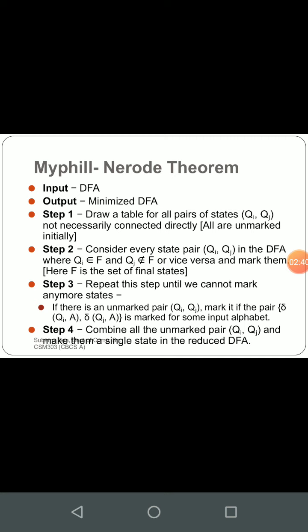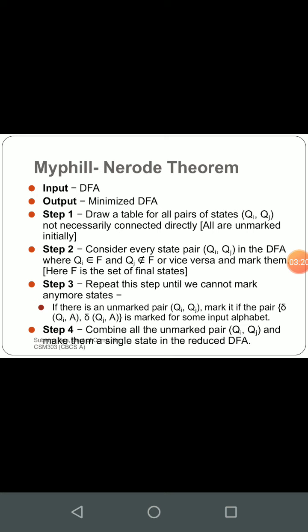Fine. So we keep on repeating this until we finish our job. Then what we will do is, if there is an unmarked pair Qi, Qj, mark it if the pair Qia and Qja are distinguishable. Means we will see the transition of a particular state with respect to a particular input and the transition of another state with respect to that same input, and we will see whether they are matching or not, and mark accordingly. We will see in the example how to mark it. Then step 4 says combine all the unmarked pairs and make them a single state in the reduced DFA.